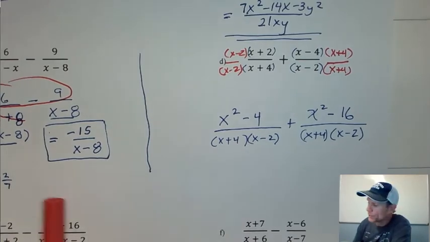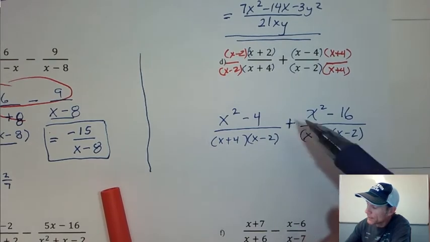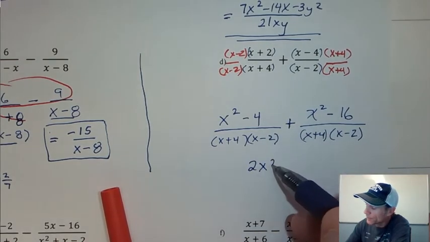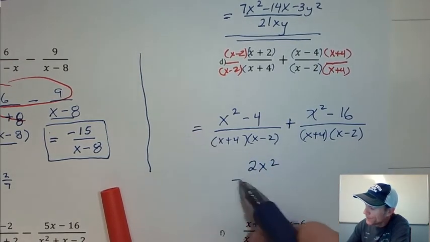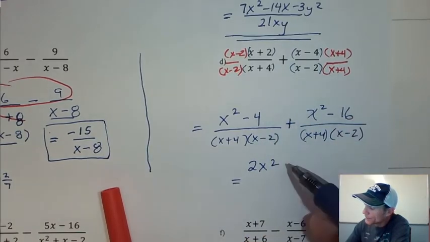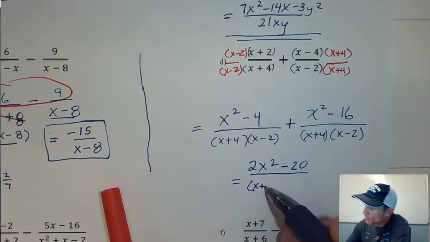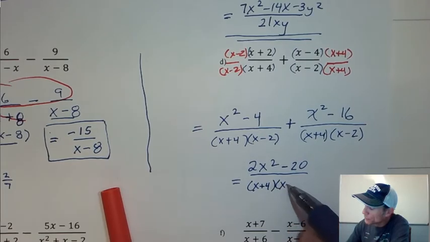So working with the numerators, I have x squared plus x squared is 2x squared, and negative 4 and negative 16 is negative 20. And then I have over x plus 4, x minus 2.